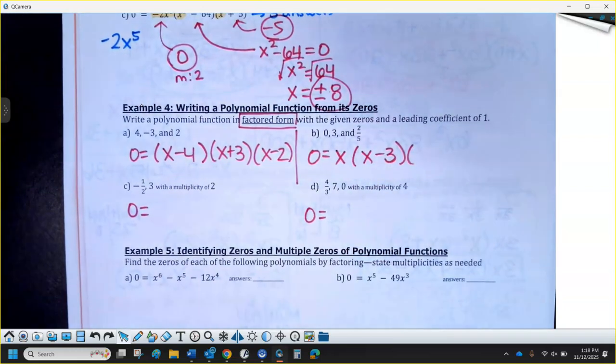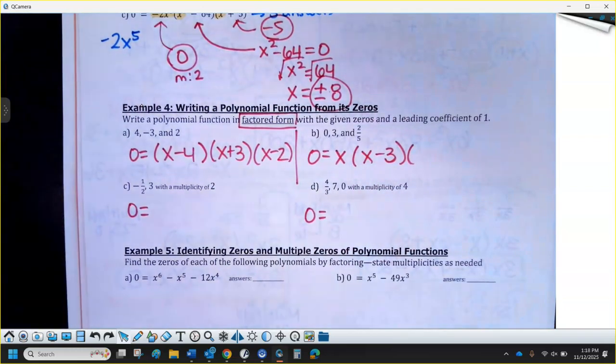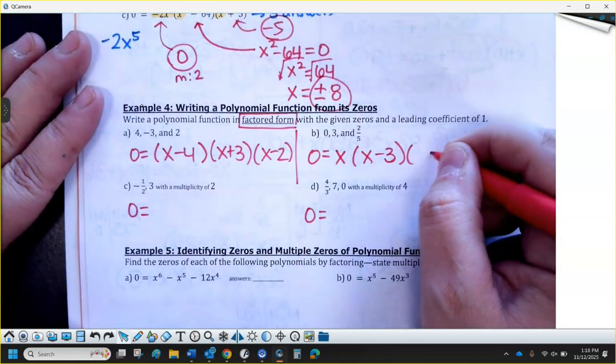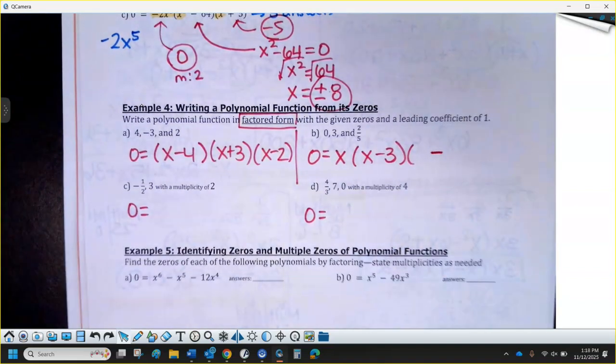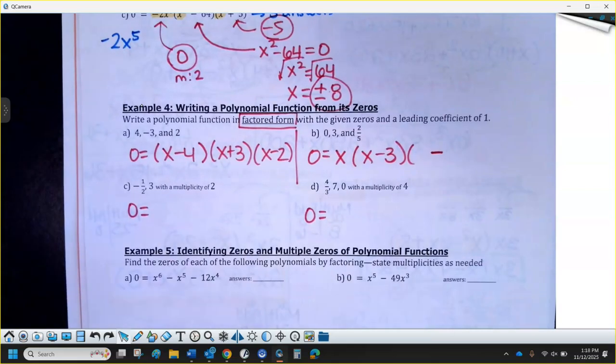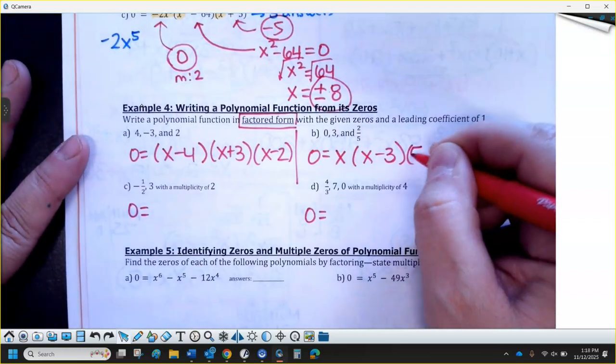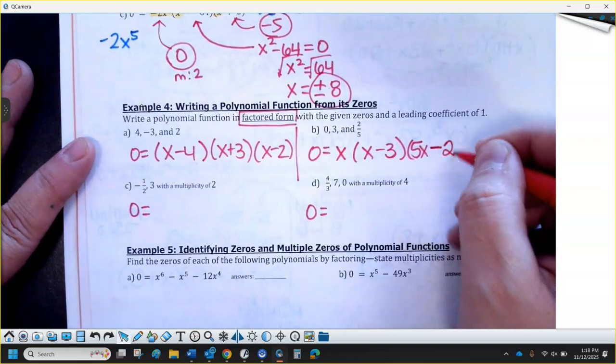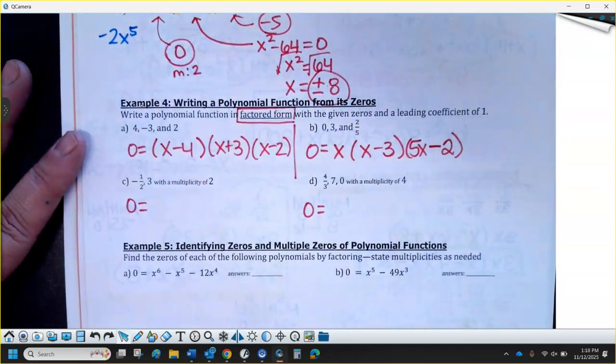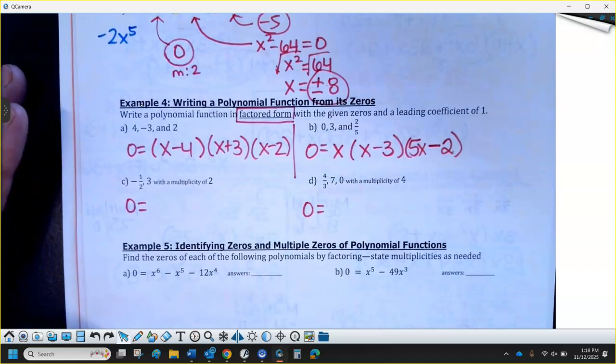Now, if we have a fraction, it's a little bit weird to reverse engineer that. If I have positive 2/5, first of all, I know in between the two it should be subtraction, because that would mean I'm going to add and divide, so I'm going to get a positive number. It should be the opposite operation. How would you set up that factor if it was 2/5? 5x minus 2. You would add 2, divide by 5.